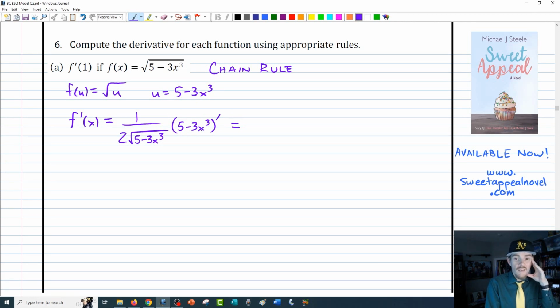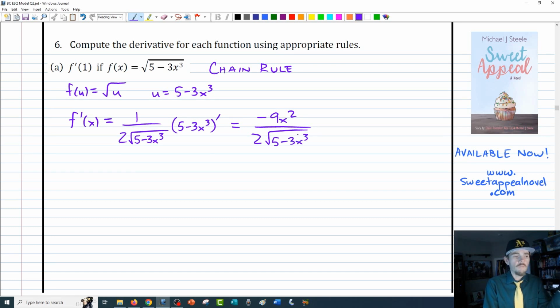Now from here, the derivative of that inside is negative 9x squared. And since I'm multiplying 1 over something times a fraction, or something that's not a fraction, we can imagine that over 1. I can write this as negative 9x squared over 2 square root of 5 minus 3x to the third. And that would be our answer.